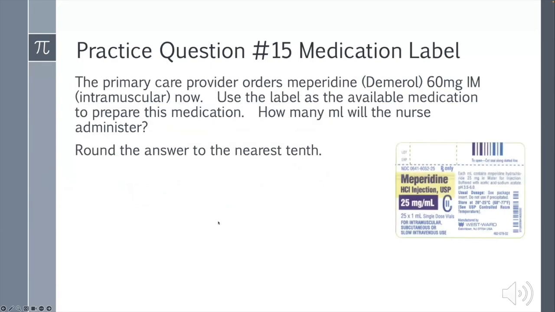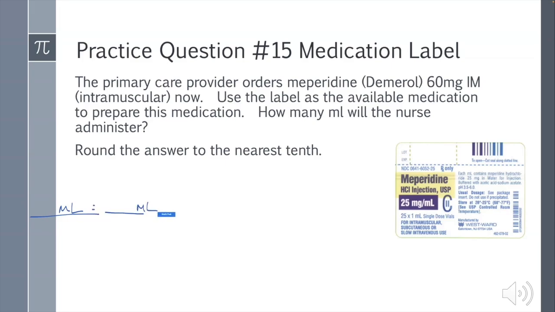Okay. And this is one of the last ones. Sometimes you may see questions that have medication labels, so we'll show you these, and then I'll do a couple reconstitution, and then we'll be done. Okay. So the primary care provider orders Demerol, 60 milligrams IM intramuscular. Now, use the label as the available medication to prepare this medication. How many milliliters will the nurse administer? Okay. So let's look here. mLs.